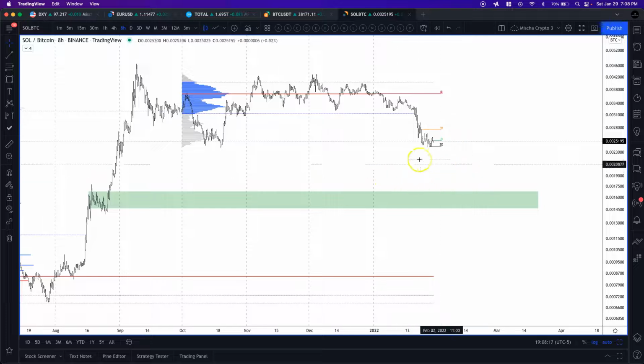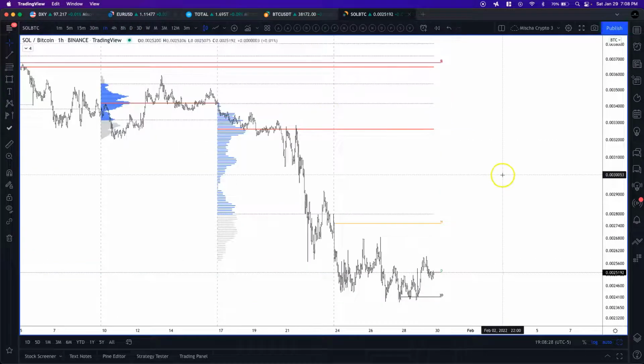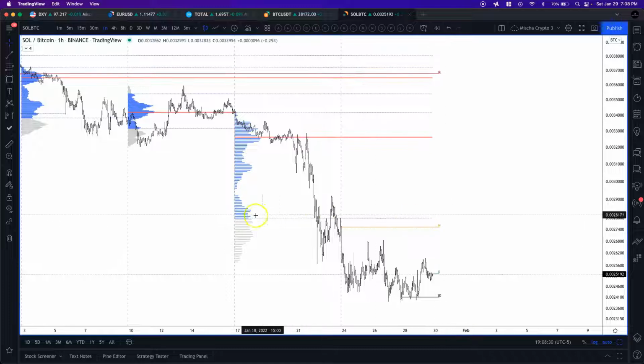And we also can tell that there is no support until we get down into this daily demand area right here. Now, if we go back into our 1-hour time frame right here, we can see that right here we are also below last week's value area low. So what is that telling me? Well, that is telling me that SOLBTC is bearish, and that's also telling me that if I want to be a buyer of something, I'd rather be a buyer of Bitcoin rather than being a buyer of Solana.